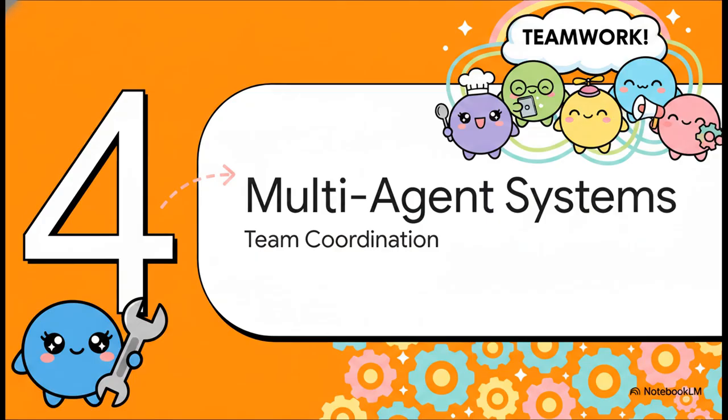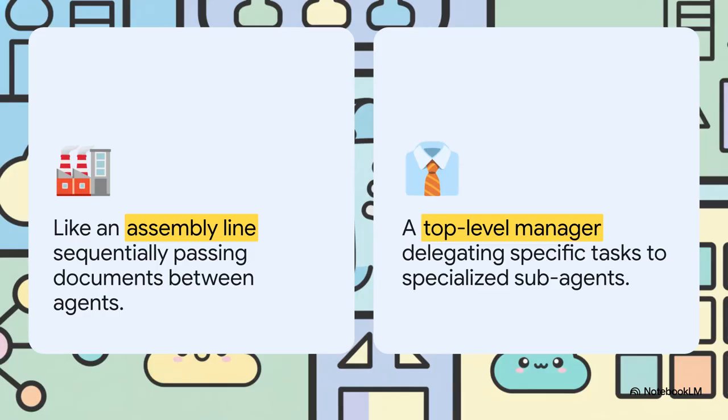Section 4. Coordinating multi-agent systems. So we're now moving from a single contributor to a full-blown organizational structure. Think about it. Why have one AI try to do everything when you can have a team of highly specialized experts? When we link these agents together, we generally look at 2 primary patterns.